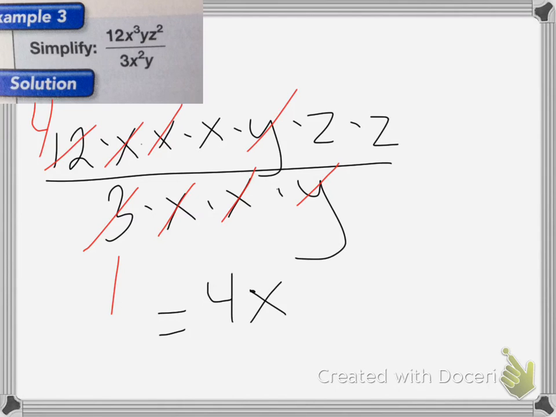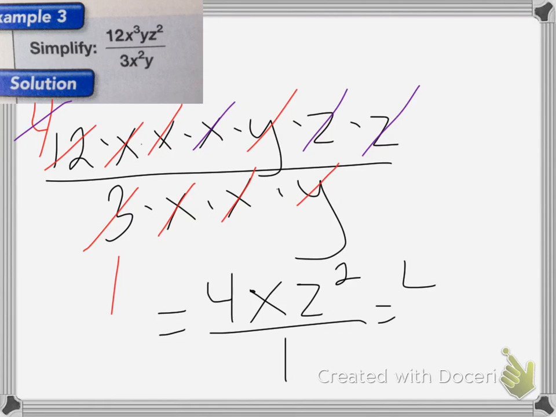Because I only have one x, I'm going to cross these off when I'm done. So 4x, and then I have 2 z's, so that's going to be z squared over, then on the bottom, I have a 1. All I have is a 1 left. So my answer is just 4xz squared.